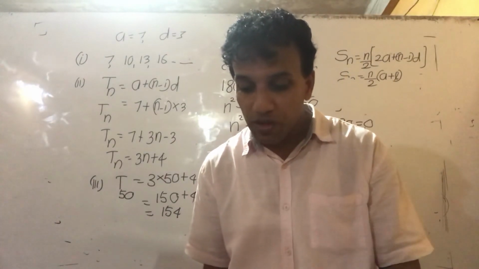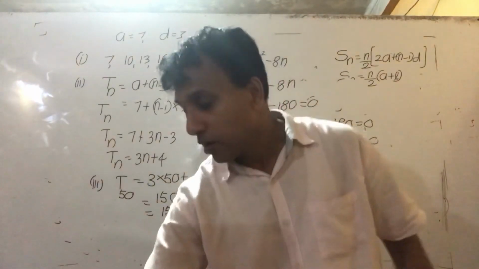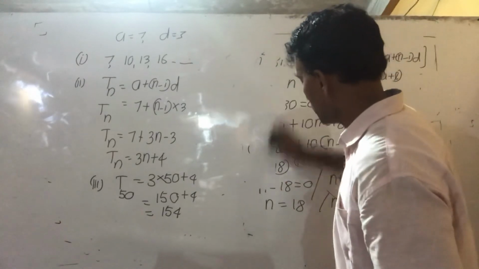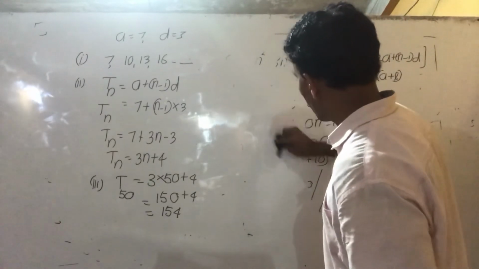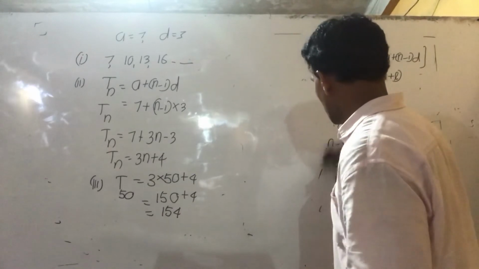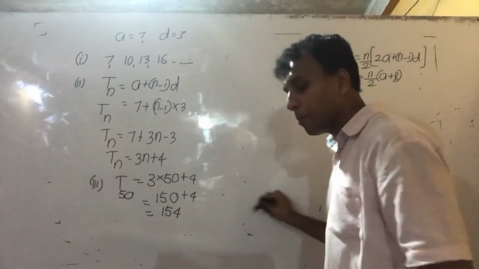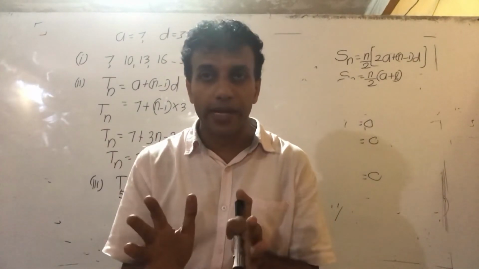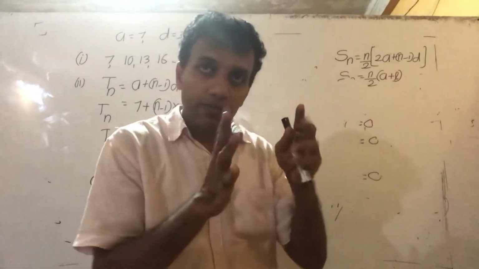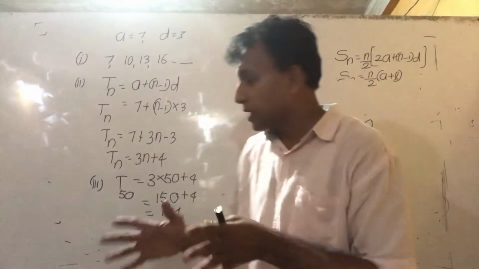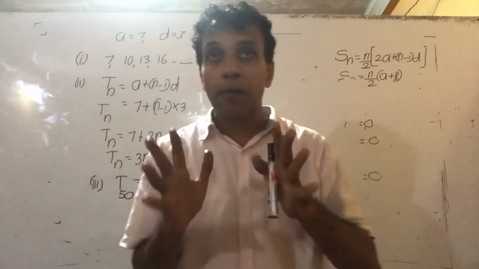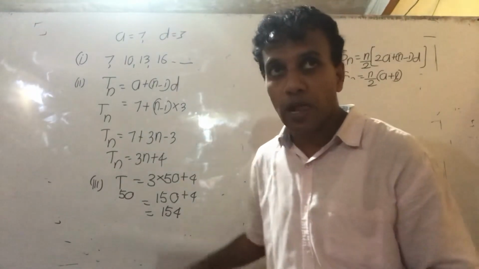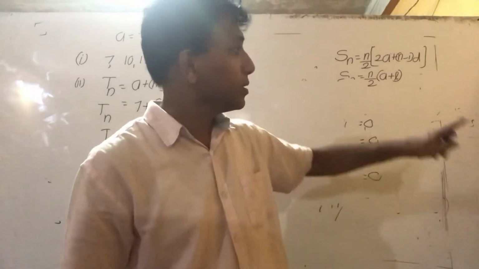Right, next part. Find the sum of the first 50 terms. Now they ask a summation formula. This is a well-balanced exam question like that. They ask the nth term formula, and then after that a summation problem. Now find the sum of 50 numbers. You know the 50th term is what? Okay. Therefore the easy formula here.